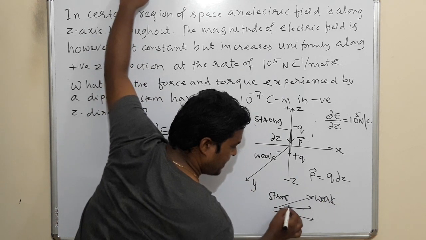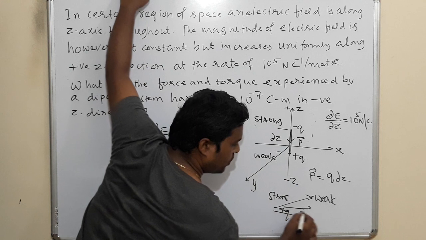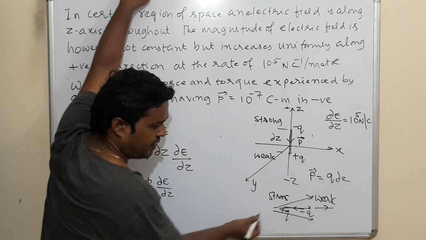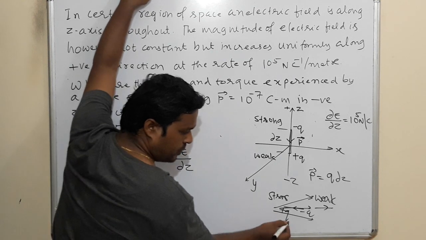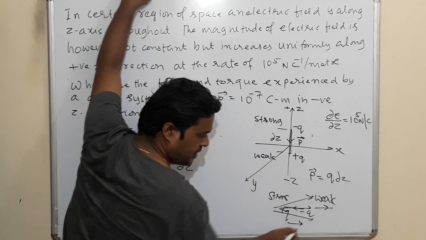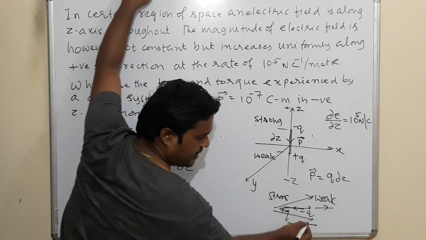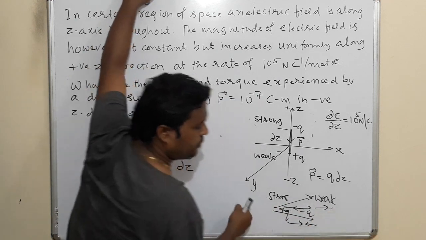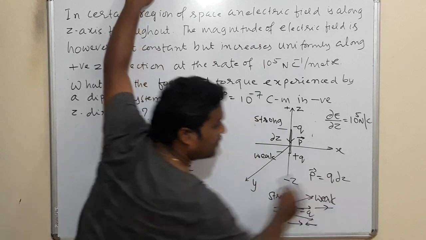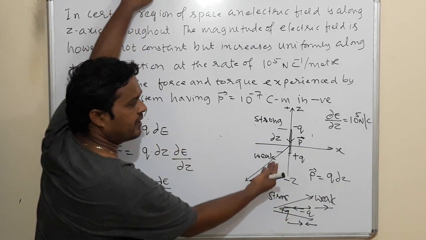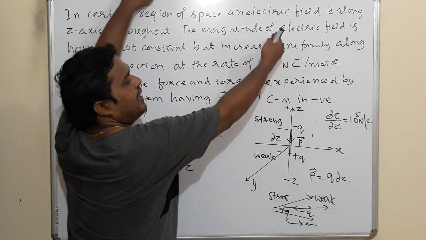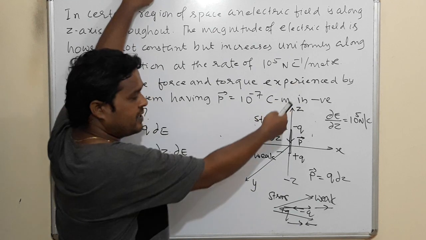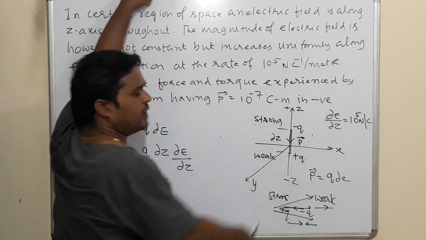If a dipole is placed anti-parallel like this, this is plus q, this is minus q. Dipole moment is in this direction, field is in this direction. This charge will experience a force in this direction, and this charge will experience a force in this direction. This will be a larger force because of the strong field, this is a smaller force. Then the dipole will move towards the weak field region. Where is the weak field region? Here. Field is increasing along the positive z direction, which means this will be the weak field region, this will be the strong field region, and the dipole will move towards the weak field region.